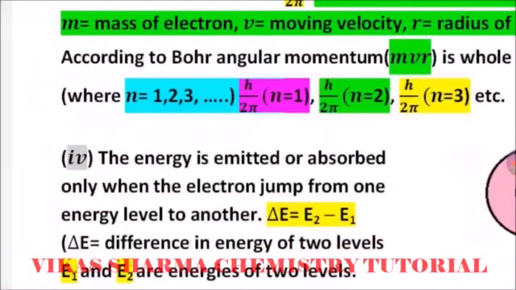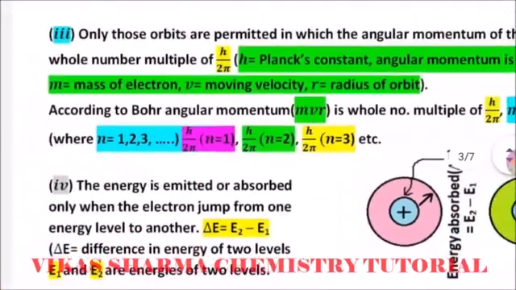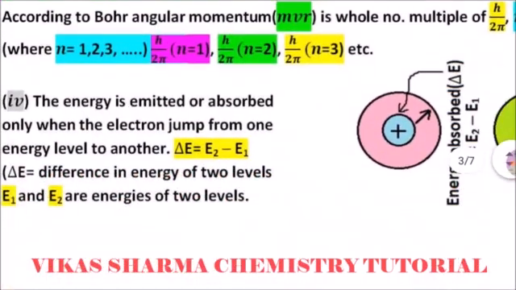Here n equals 1, 2, 3, which means h upon 2 pi multiplied by n equal to 1, h upon 2 pi multiplied by n equal to 2, and h upon 2 pi multiplied by n equal to 3. So in each energy shell the angular momentum is different. Point number 4: the energy is emitted or absorbed only when the electron jumps from one energy level to another.